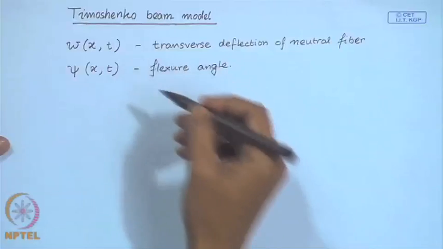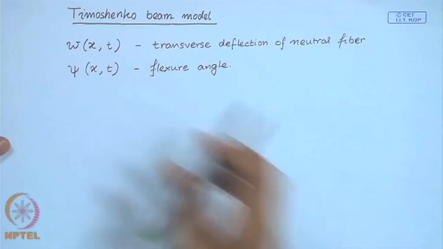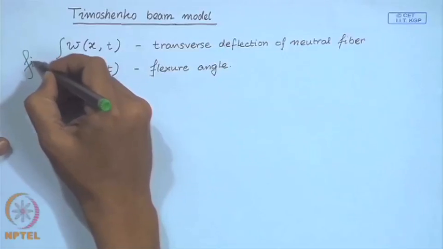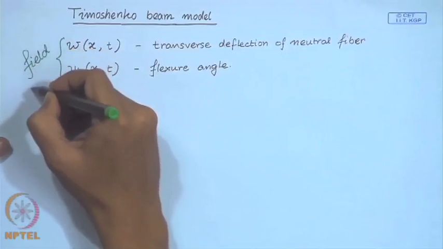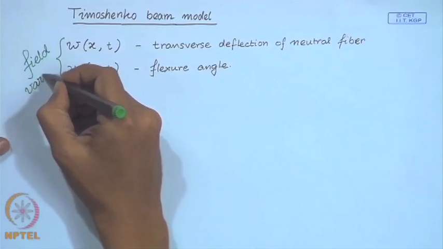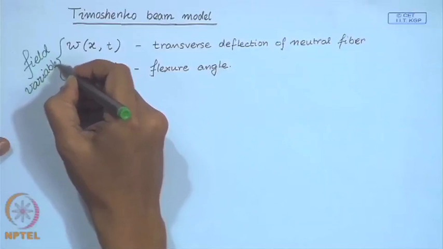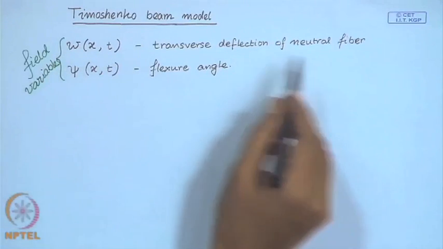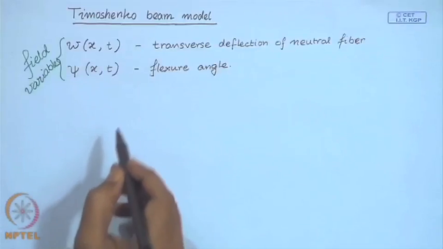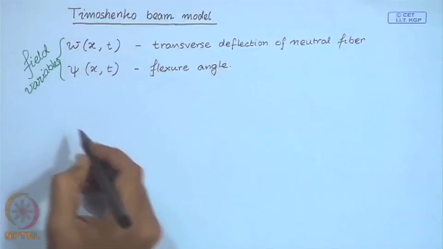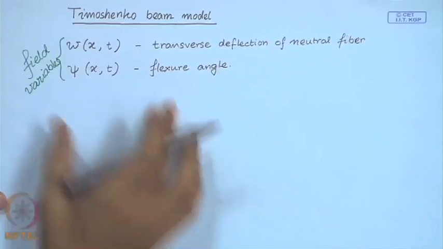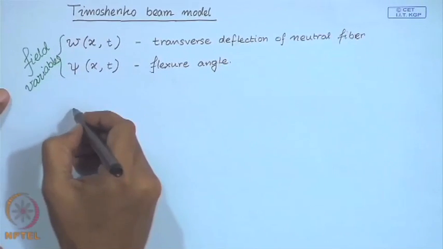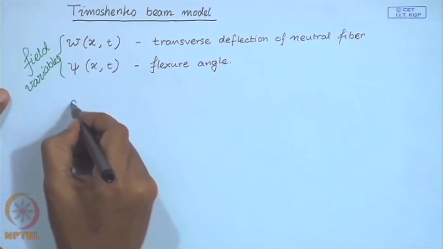So, these are the two field variables that we will use. Now, let us then start representing our deformation in terms of these field variables. So, the first thing is the strain.